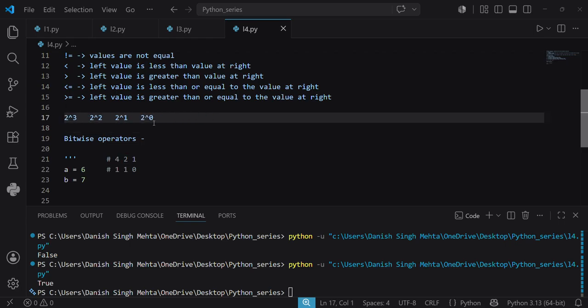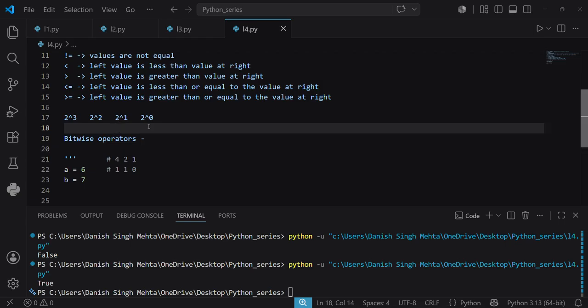Now suppose if I want to write 2, how will I write 2? So you can see that 2 to the power 0 is 1, 2 to the power 1 is 2, 2 to the power 2 is 4, 2 to the power 3 is 8, but I want 2, so I will put 1 under this, and elsewhere I will write 0, 0, 0. So this is how you write 2 in the binary format.